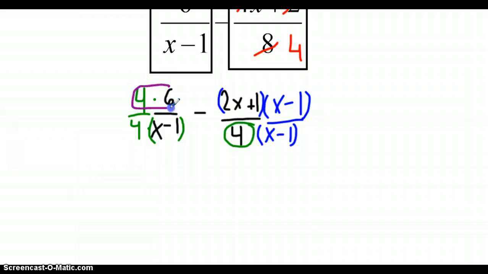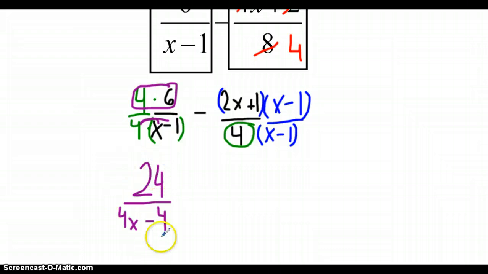If I do 4 times 6, that's going to give me 24. In the denominator, I'm going to distribute, so 4 times x, that's going to give me 4x. And 4 times negative 1 is going to leave me with negative 4. Again, do not cancel now. If you remove a 4 from all these, you're going to undo your common denominator. On the other side of my fraction, I need to make sure I leave this negative because we will have to do something with that. I'm then going to put my answer in big parentheses.